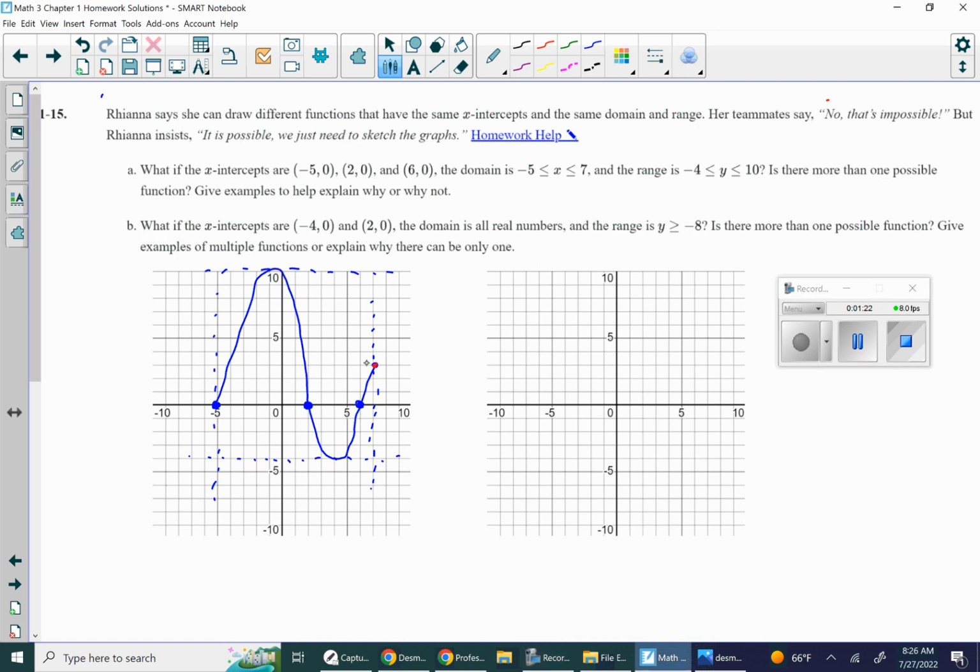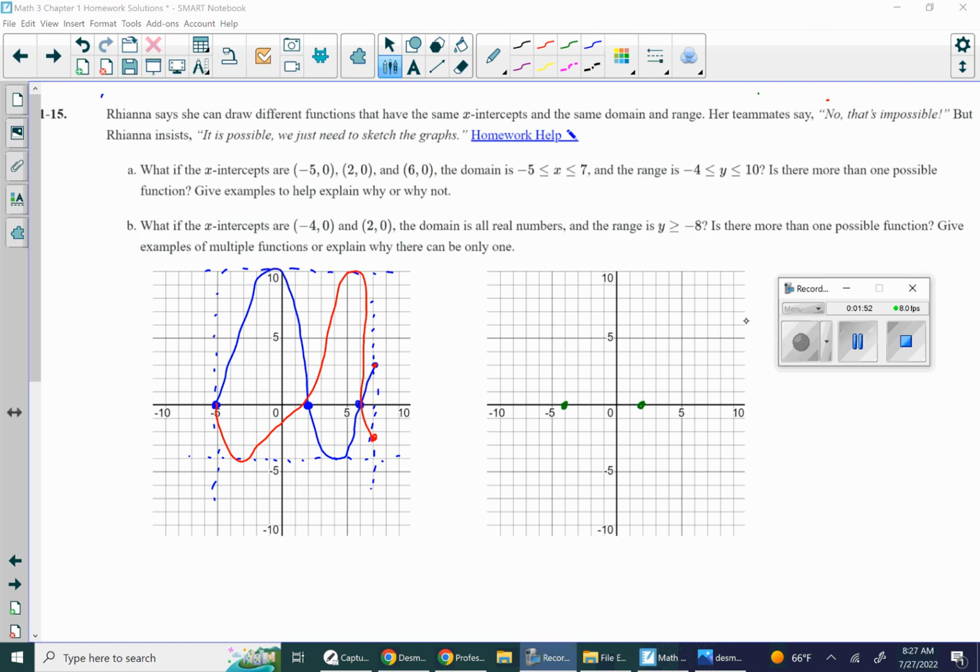All right, so what if we did a different graph? What if we went like this, and like this, and like this? Does that fit those specs? Absolutely, it does. It crosses the x-axis at the proper locations. It has a domain of -4, or excuse me, -5 to 7, and a range of -4 to 10, but they are completely different functions.